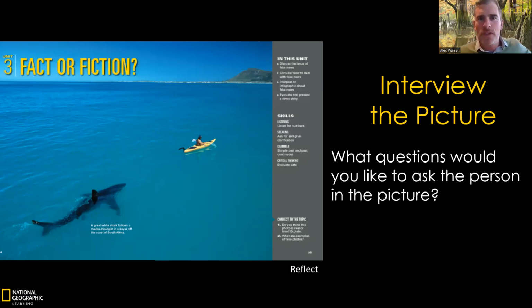So let's see what questions you would like to ask the photo. Why is the shark following you? Are you scared? Have you trained it? Thank you, Maya and Isabel. Were you scared? Thank you, Sharon.